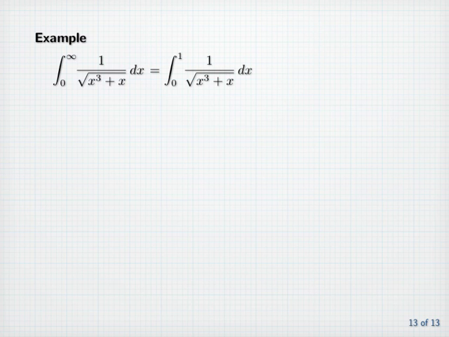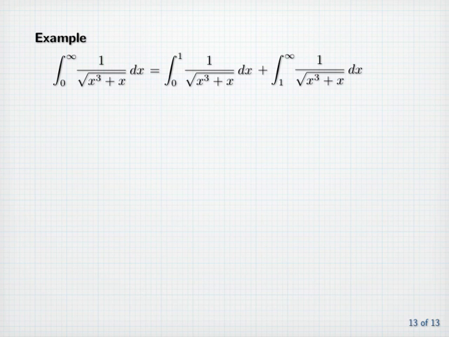Now let's look at one more example. Consider the integral from 0 to infinity of 1 over the square root of x cubed plus x dx. We'd like to determine whether this improper integral converges or diverges. Now let's first notice that not only is the interval unbounded, the integrand has a vertical asymptote at x equals 0. So let's break the integral up into two pieces. Let's look at the integral from 0 to 1 and the integral from 1 to infinity. The integral from 0 to infinity will converge if and only if both of those two pieces converge.